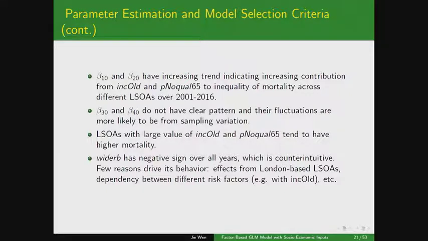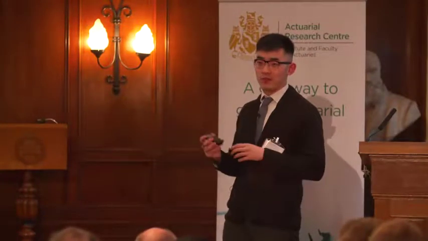And also, from the modeling perspective, the different predictors are correlated to each other, so they might interact with each other. For example, the income old score is the dominating variable, so it might absorb those effects out of the wider barrier, and then the wider barrier is only left with some residual effect.